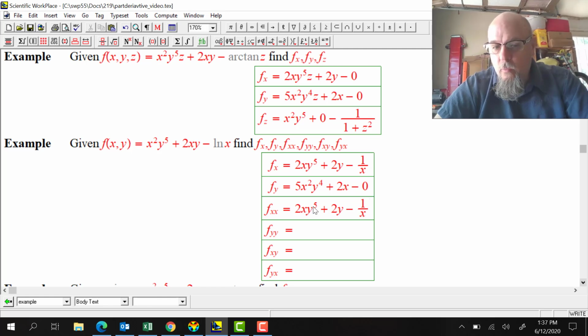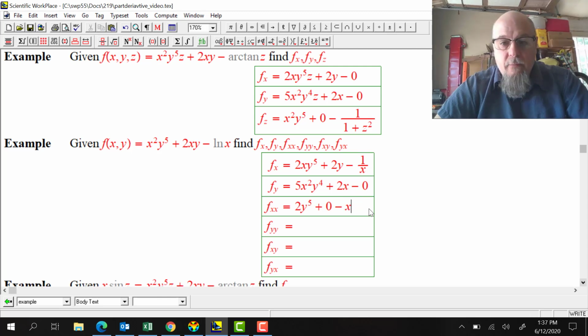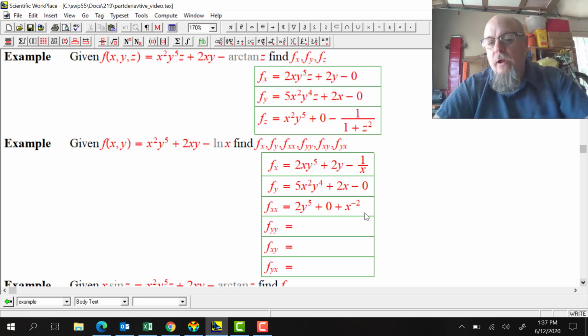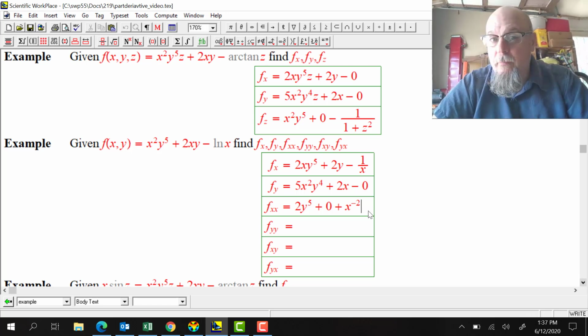So 2 is a constant, y to the 5 is a constant. There's our derivative. There's no x's in here, so its derivative is 0. I'm seeing this as x to the minus 1. So the minus comes down, makes that a plus, and subtract 1 from the exponent. And you could write this as 1 over x squared, or I could just leave it. So there's our second order homogeneous partial.